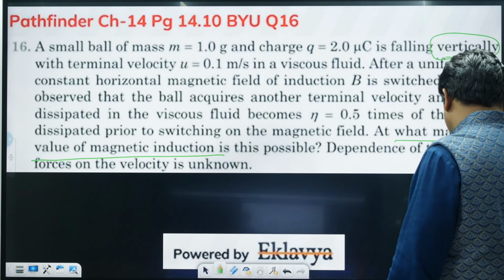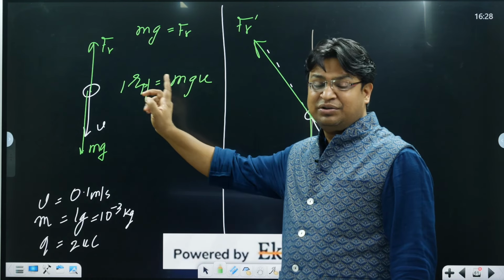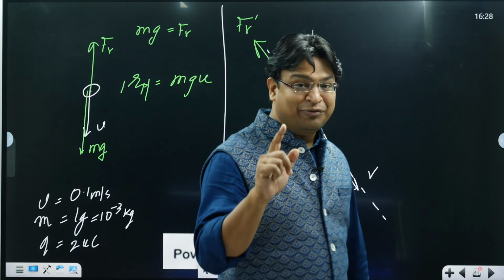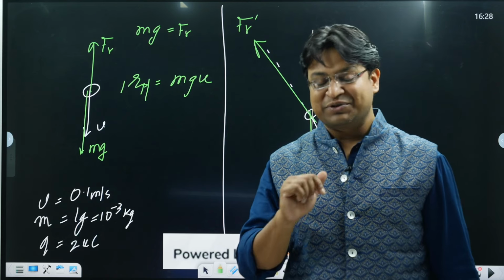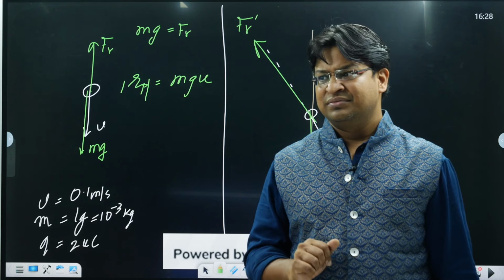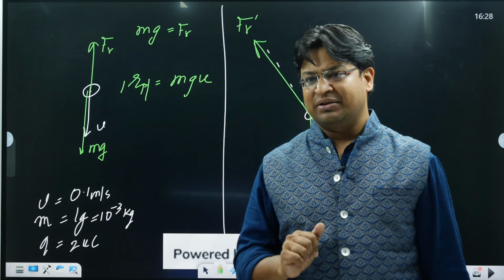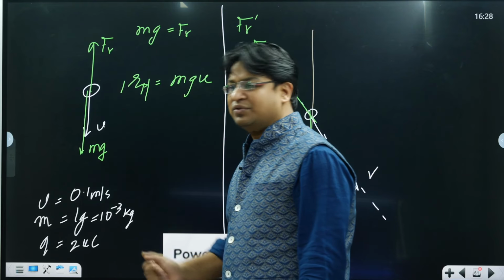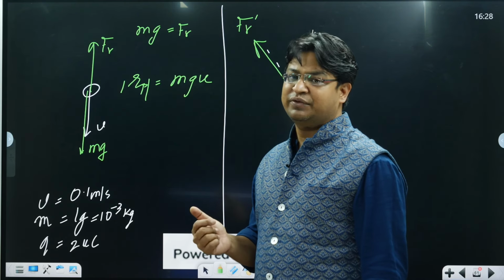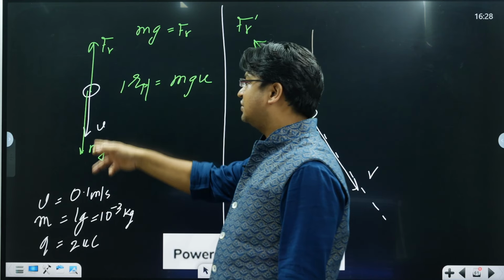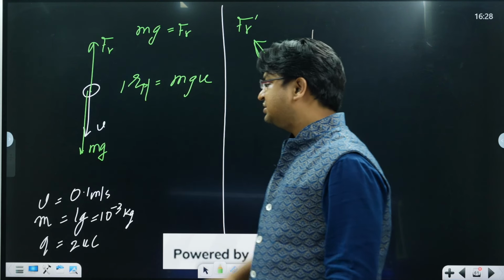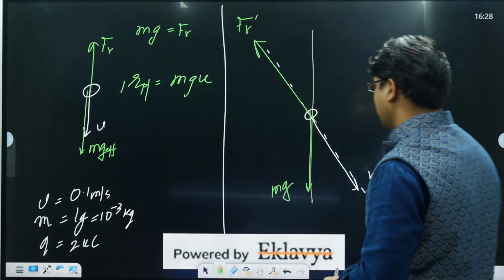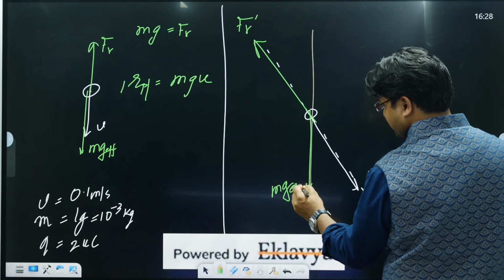Now just in case someone is wondering, sir, you did not consider the buoyant force here. You're right, I forgot to consider the buoyant force. Having said this, probably it will not matter. I'm not sure. But what I'm going to do is treat this mg force as the resultant of mg and the buoyant force, because in this situation also mg is downward and buoyant force is upward. So this can be treated as mg effective. Let me treat it as mg effective.